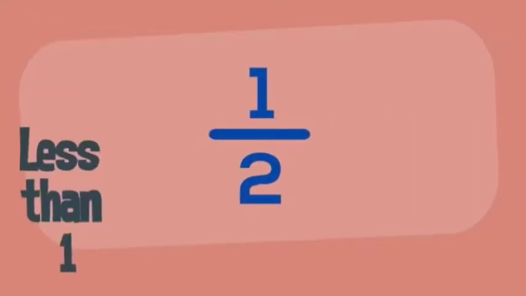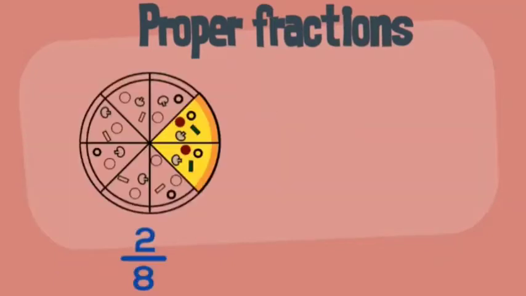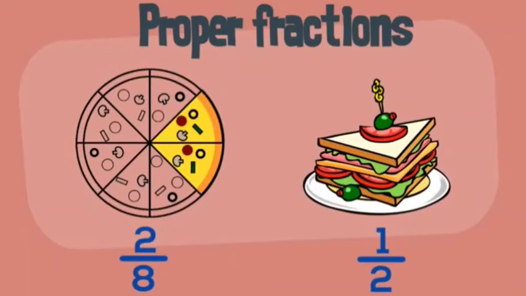Fractions are usually less than one whole. These are called proper fractions. The numerator is smaller than the denominator. For example, 2/8 of a pizza or half of a sandwich.